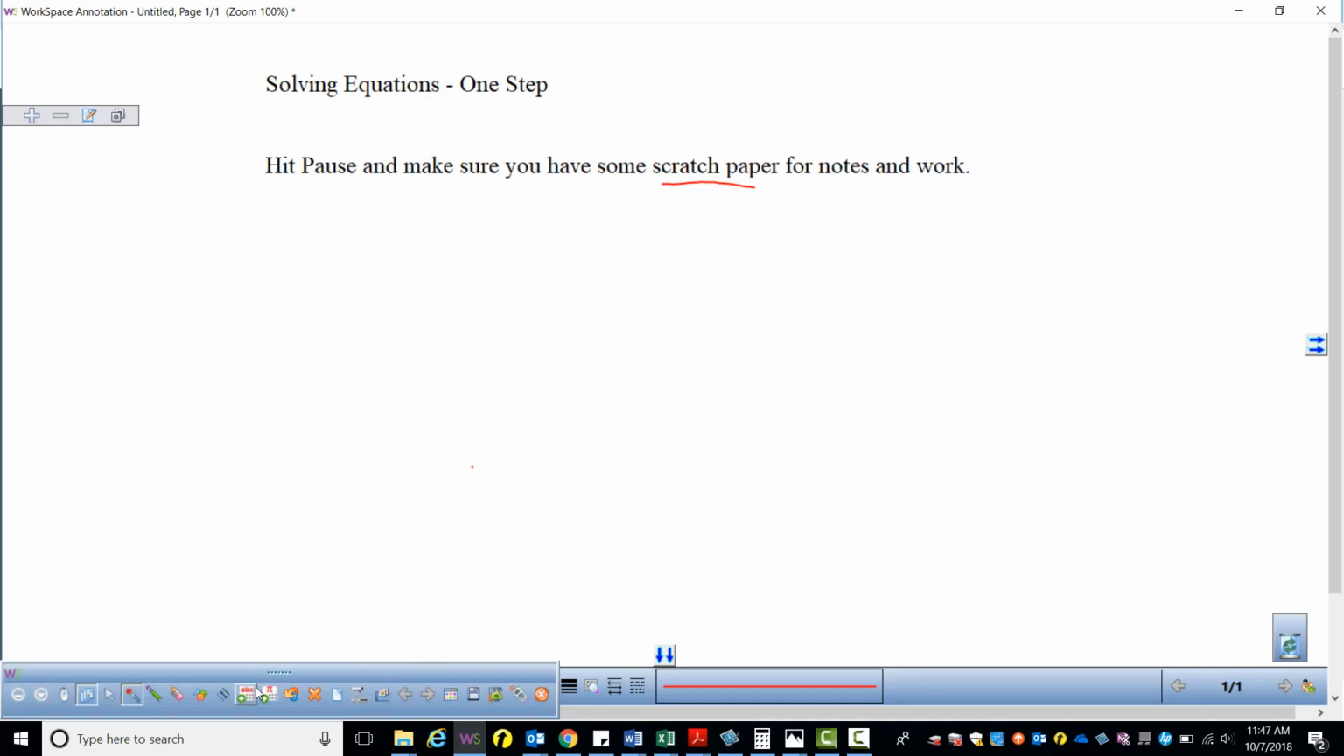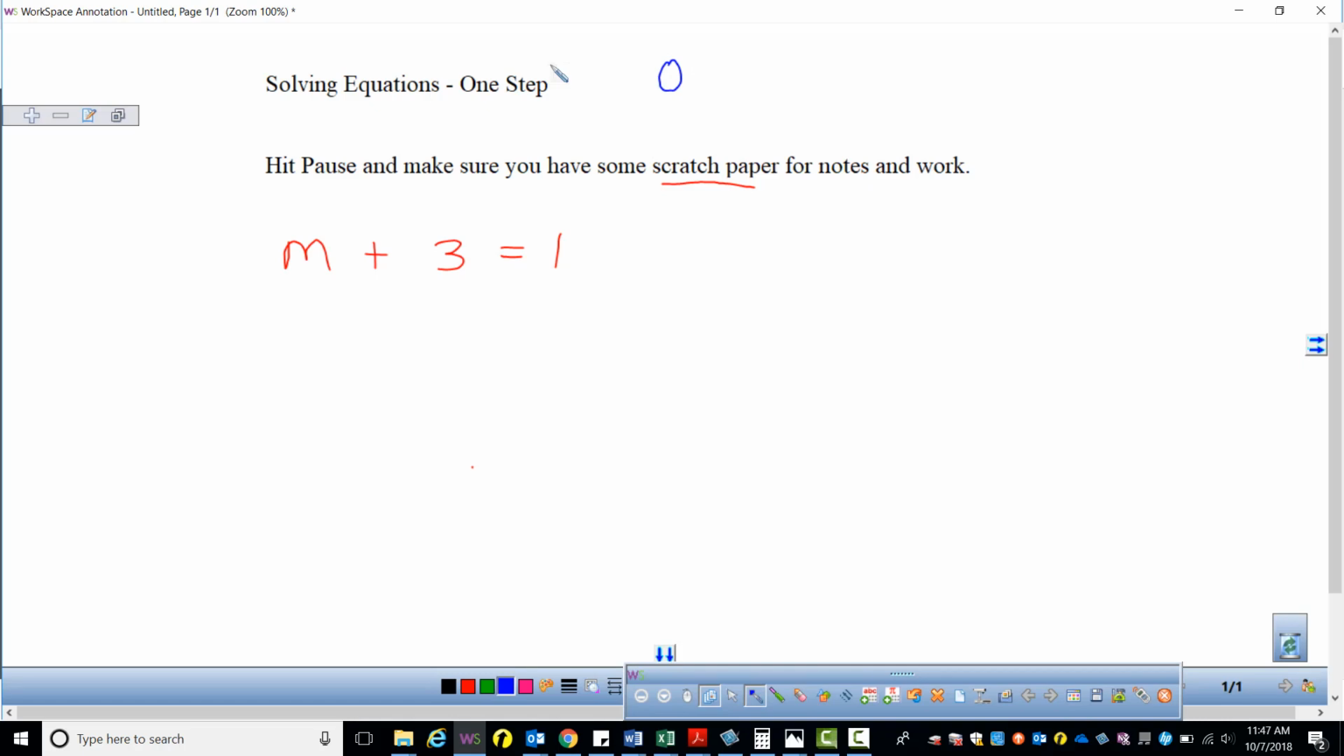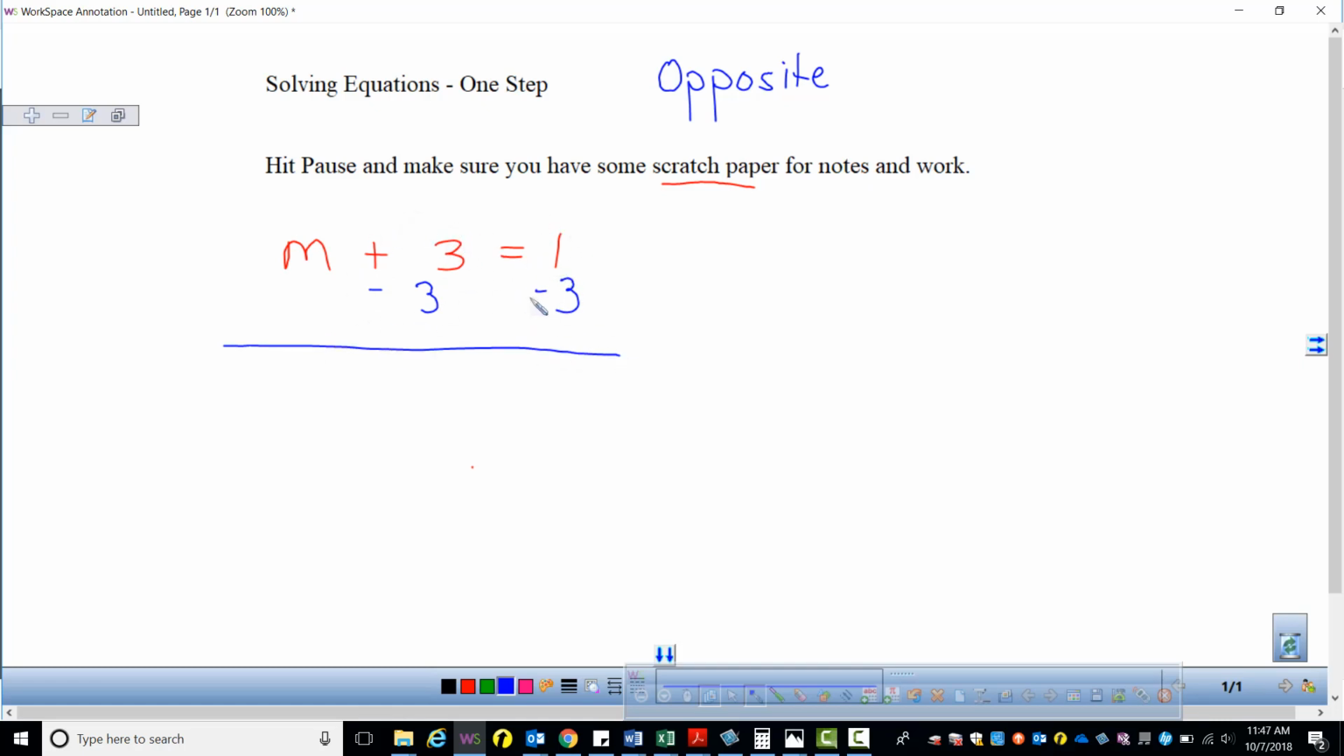All right, so one-step equations. Remember, when we solve equations, we're going to have something like m plus 3 equals 1. So solving equations, we're all about the word opposite. We're always doing the opposite because we're moving things. So the opposite of plus 3 is minus 3. And when I do something to the right, I have to do the same thing on the left. And then the plus 3 and minus 3 cancel. And I have m equals 1 minus 3, and you can use a calculator for this, negative 2.